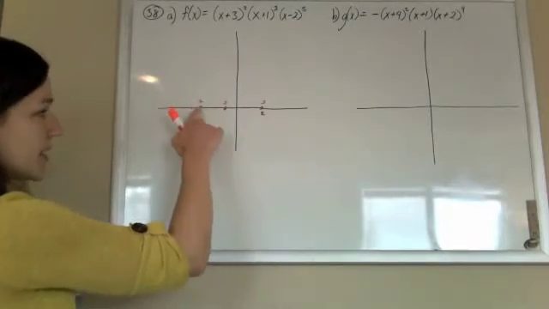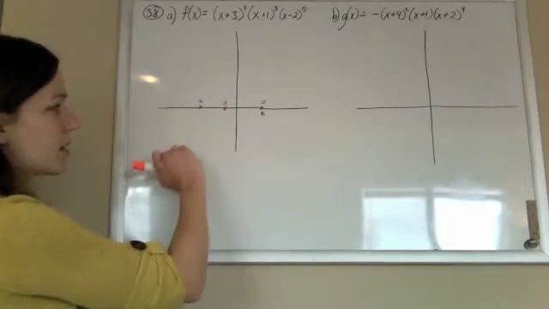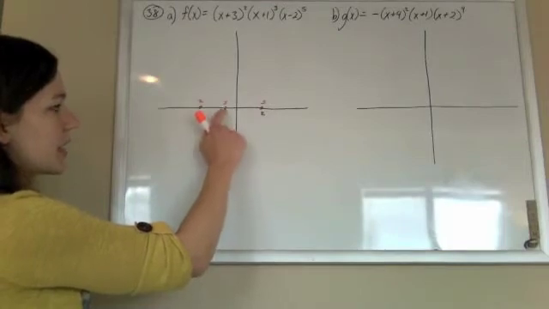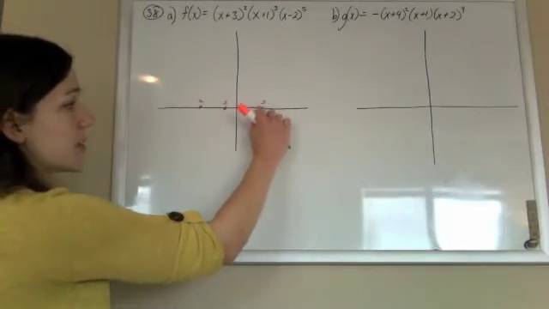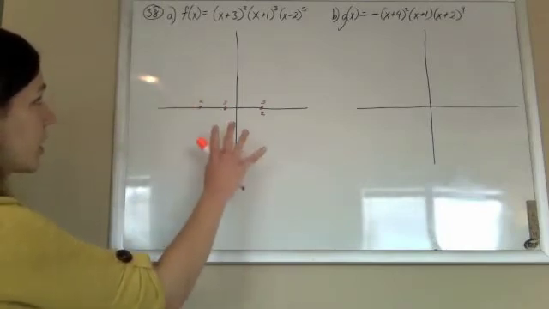Because this has a multiplicity of 2, it's going to look like a little miniature parabola when it touches that intercept. This is going to look like a little noodle. This is going to be a slightly flatter noodle. So hopefully that'll make sense when I draw it.